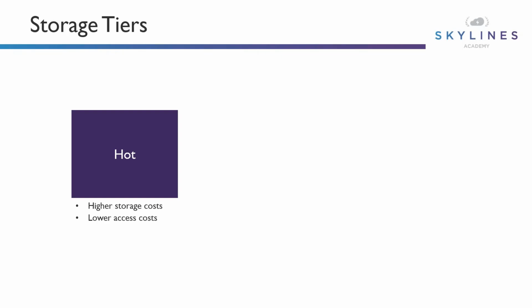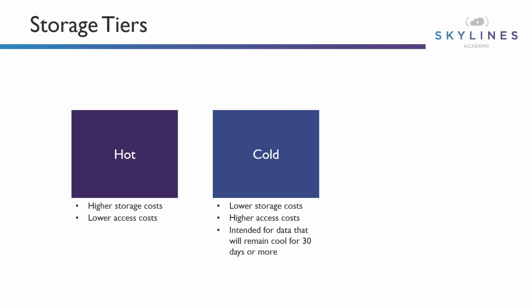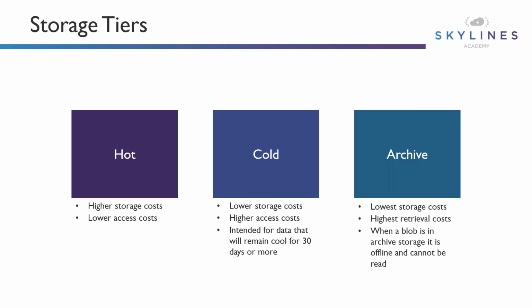Then we've got cold storage, which has lower storage costs, but we pay a higher access cost. Now think about it this way: if you're intending for that data to remain cool for 30 days or more, cold storage makes more sense because I'm not accessing it frequently. I might be accessing this file every 30 days, so move it into a cold tier. And then archive storage: lowest storage costs, highest retrieval costs. Think of this as offline. It takes time for it to be retrieved, to be rehydrated. But this is meant for data where I don't need to access it, maybe records I need to keep and want to access later on.